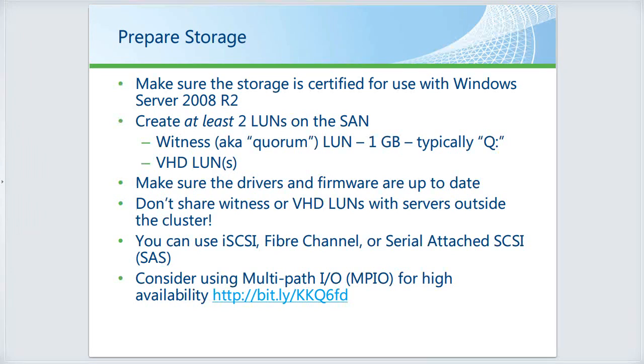And I've provided a shortened hyperlink URL there where you can go and check out more information about multipath I/O. But basically, multipath I/O allows you to set up multiple network adapters, cables, switches, etc. between the nodes of the cluster and the storage, such that if any one of those points fails, there's multiple paths for the server to get to the storage. So that's a good hardware redundancy implementation to have.